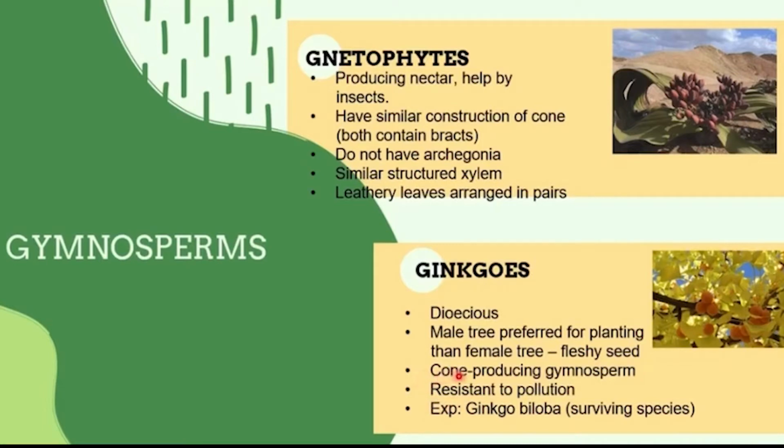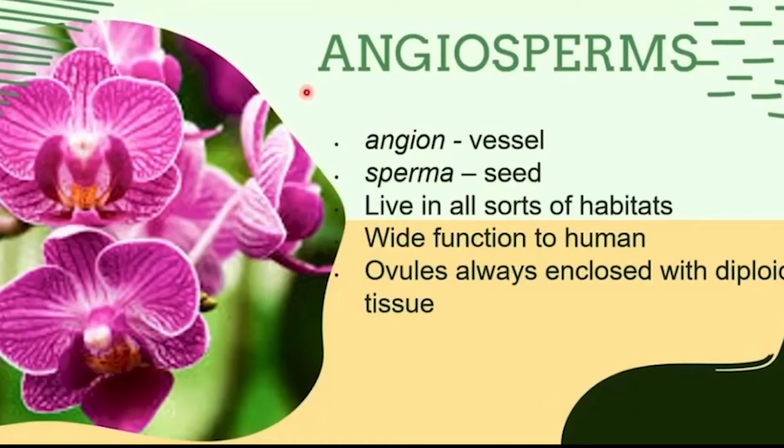The life cycle of ginkgos is the same as cycads, where the pollen tube will burst to release the sperm, which will swim to the egg, and they will produce seed. Ginkgos are also resistant to pollution, as we can see they survive well even along city streets and in city parks. So we proceed to another type of seed plant, angiosperm.